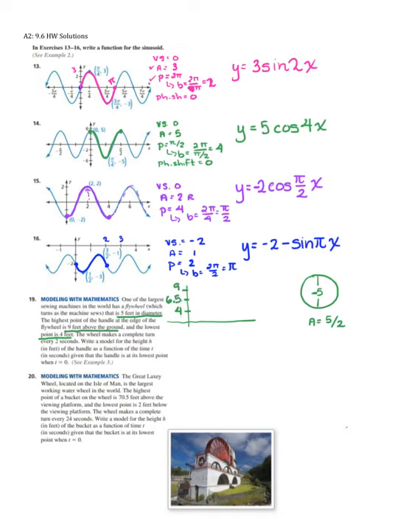The wheel makes a complete turn every 2 seconds, so the period is 2 seconds, which means the b value will be 2 pi divided by 2, or just pi. And write a model for the height of the handle as a function of time, given that the handle is at its lowest point when t equals 0. So you're going to have a graph that looks like that. Low to low. So it's a reflected cosine graph because you're going low to low.